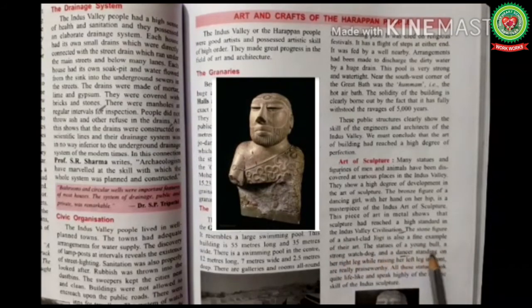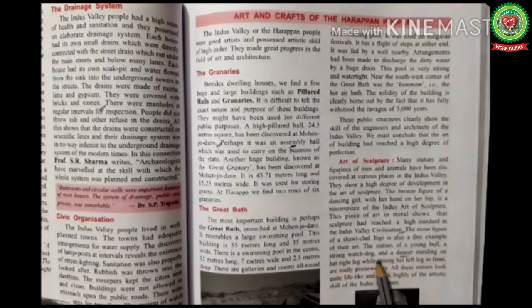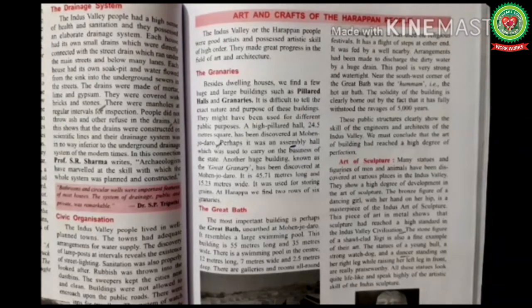The statue of the young bull, the strong watchdog, and the dancing girl standing on her right leg while raising her left leg in front are really praiseworthy. All these statues look quite lifelike and speak highly of the artistic skill of the Indus sculptors. It means the Indus Valley civilization had developed skill in pottery, painting, and sculpture, among others.